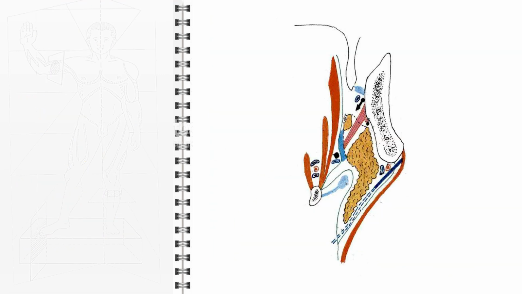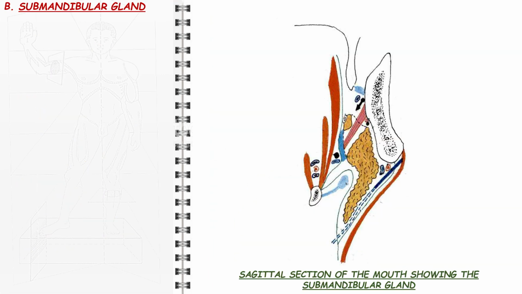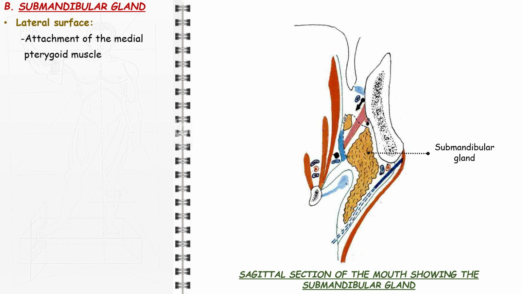In the submandibular region, the lateral surface of the submandibular gland stands beside the attachment of the medial pterygoid muscle at the submandibular fossa on the medial surface of the angle of the mandible and the facial artery running at its superior posterior part and around the inferior border of the mandible.